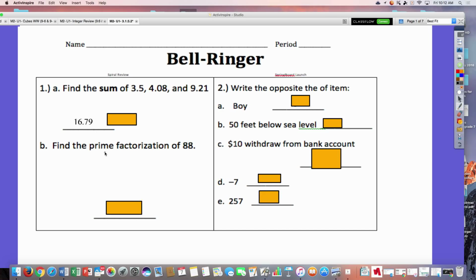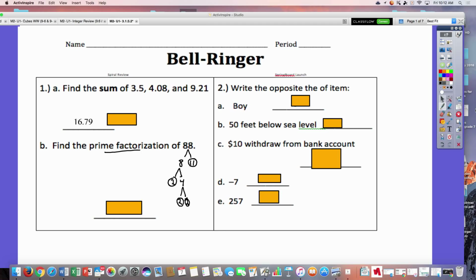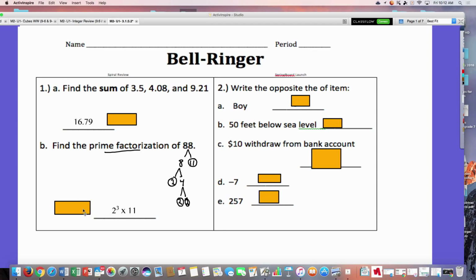Find the prime factorization of 88. Remember, the words prime factorization mean you make those factor trees. I'm going to pick 8 times 11. I know 11's prime, so circle it. And 8 is 2 times 4. 2 is prime, so I'm going to circle it. And 4 is 2 times 2, so I'm going to circle it. So it's 2 times 2 times 2 times 11. But I know you're smarter than that, and you know how to use exponents, so you wrote down 2 to the third power times 11.